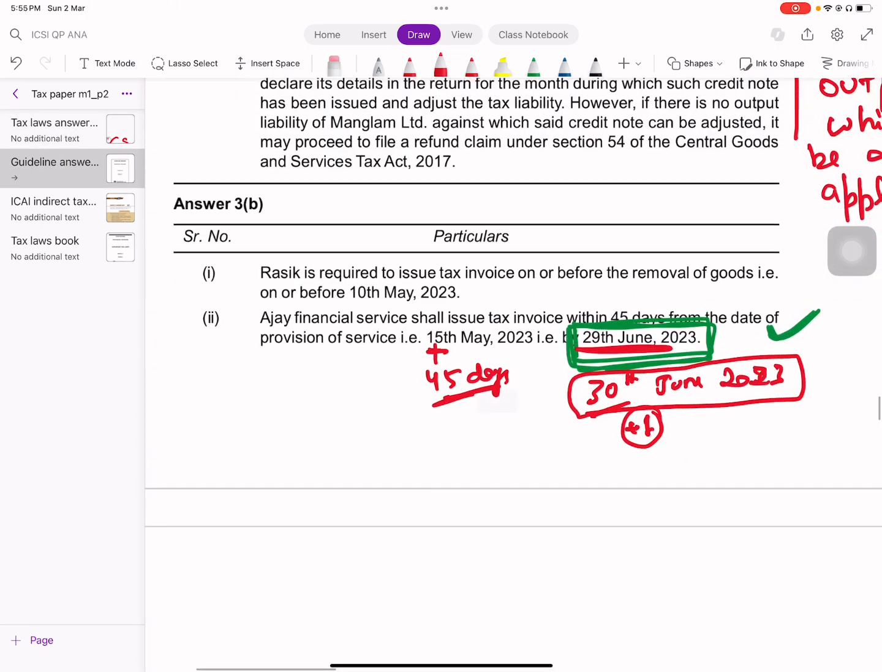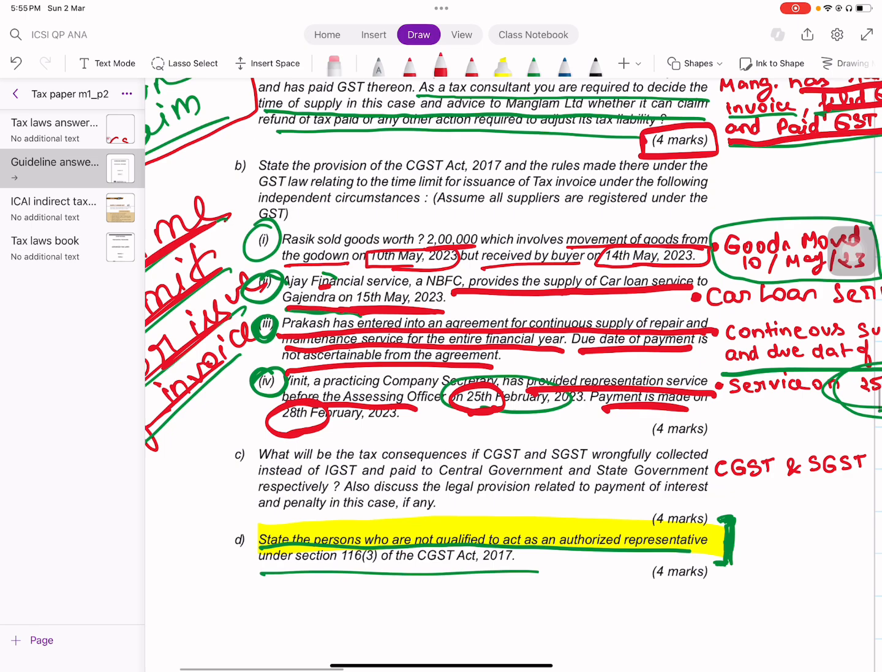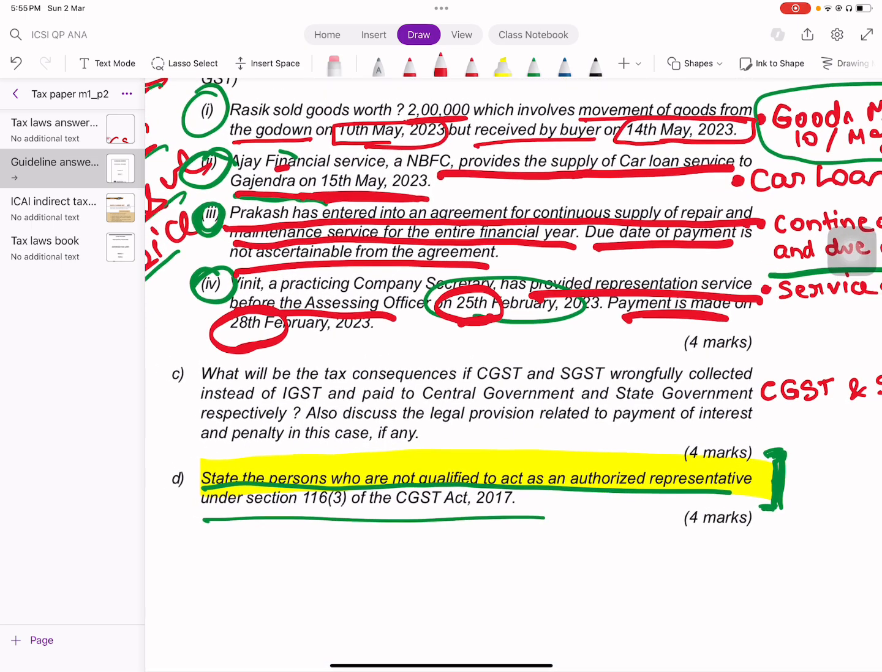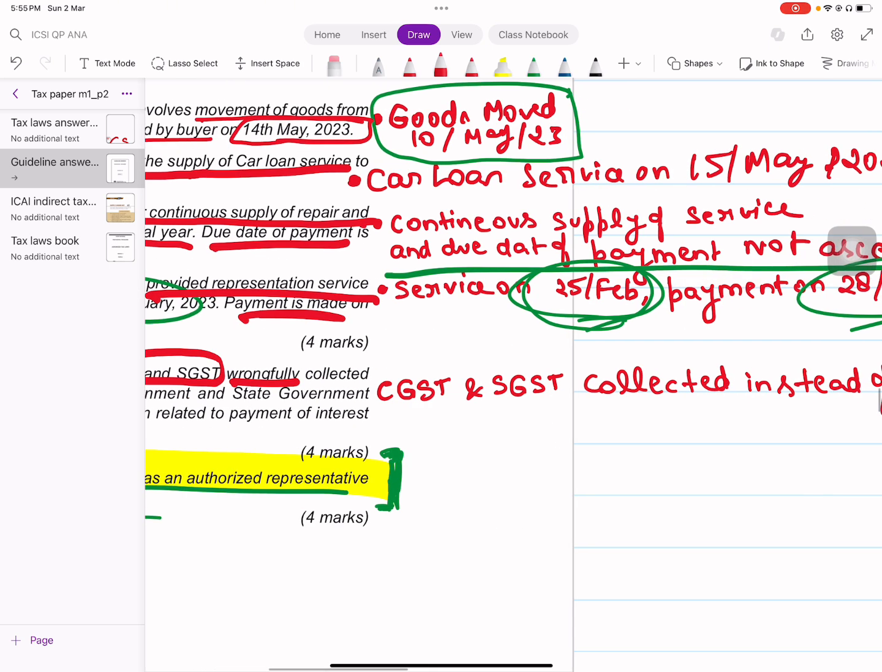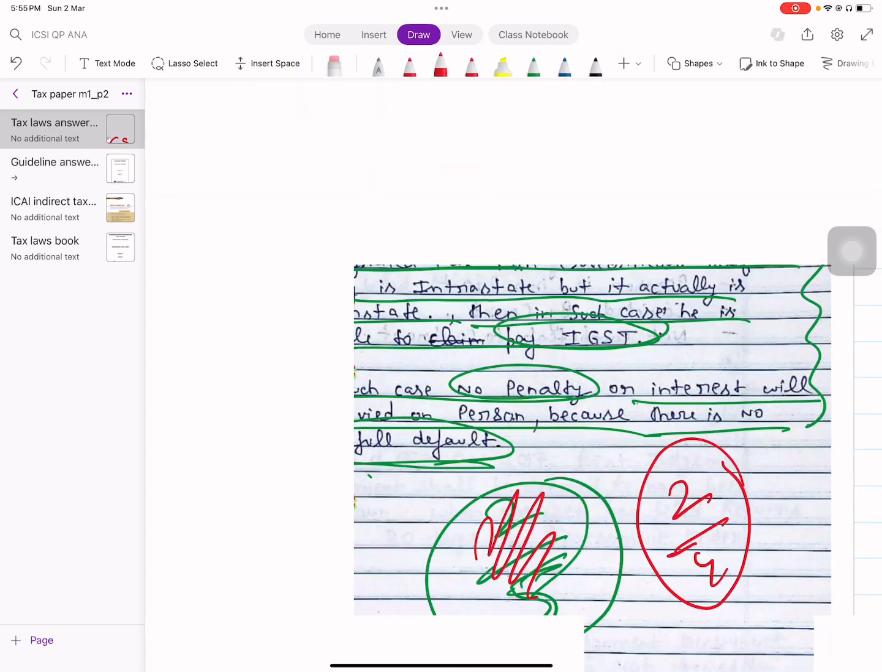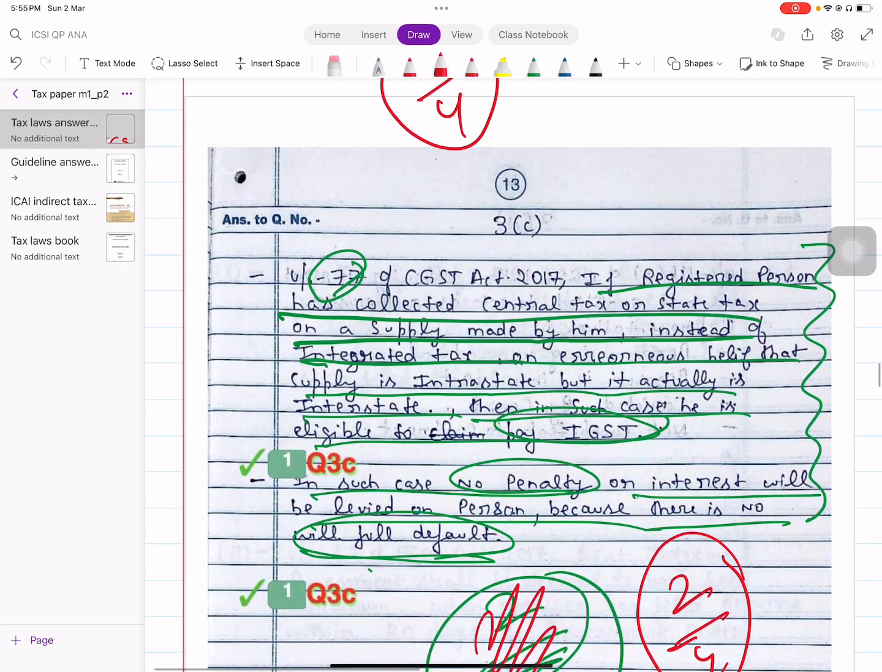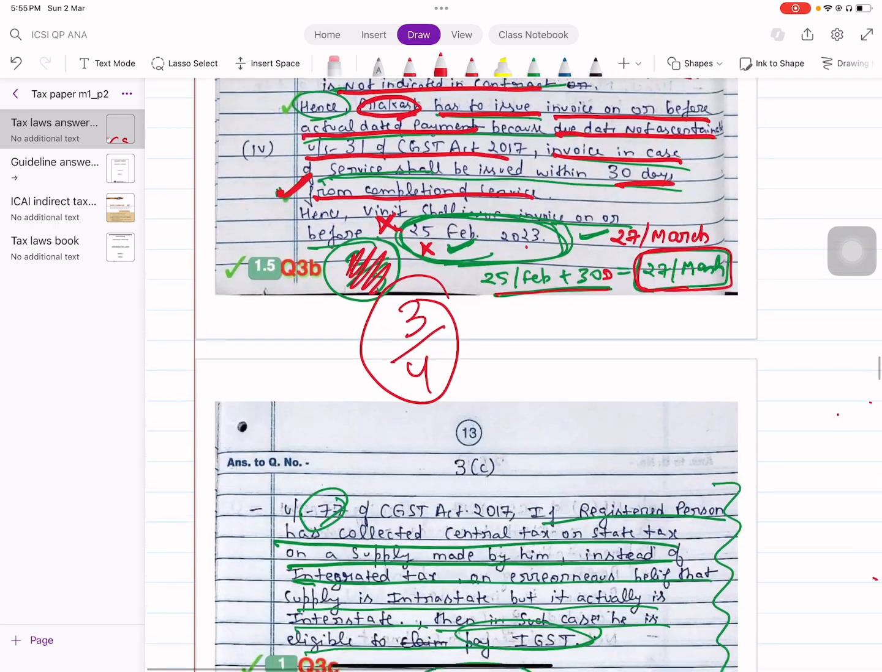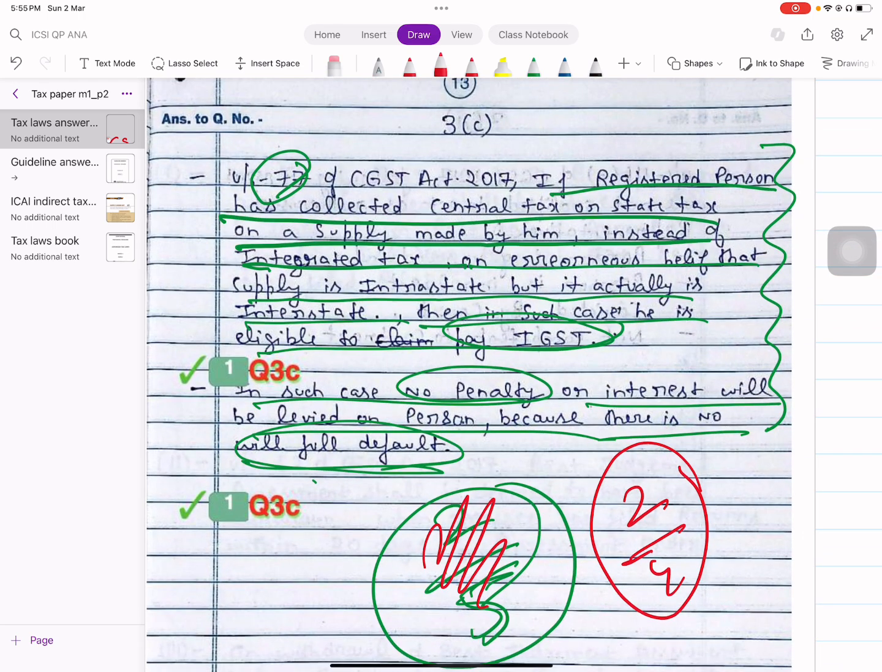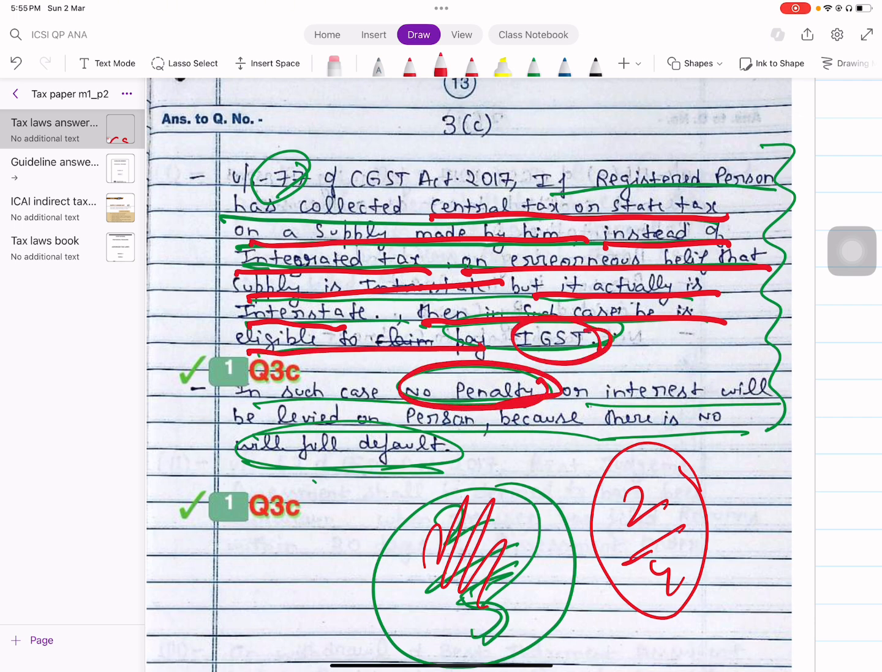Question 3C. Now, this was a theory question. It asked that CGST and SGST were collected wrongly instead of IGST. Now, under section 77, if a registered person has collected central tax or state tax on a supply made by him instead of integrated tax on the erroneous belief that the supply is intrastate but it is actually interstate, then in such case he is eligible to pay the IGST, and in such case no penalty or interest shall be levied.